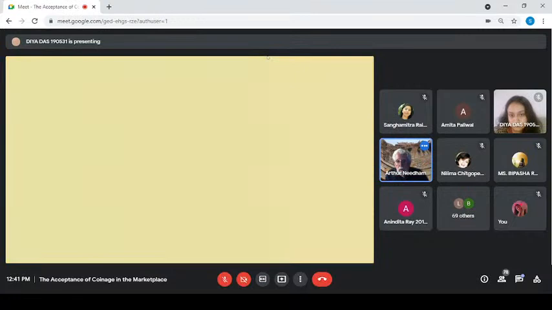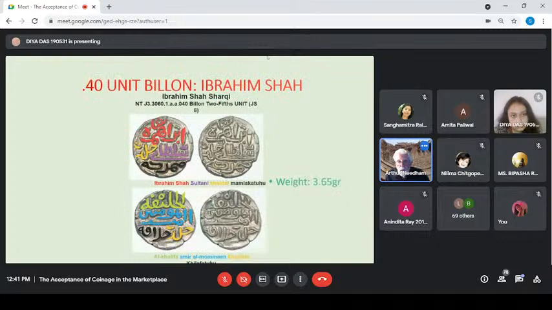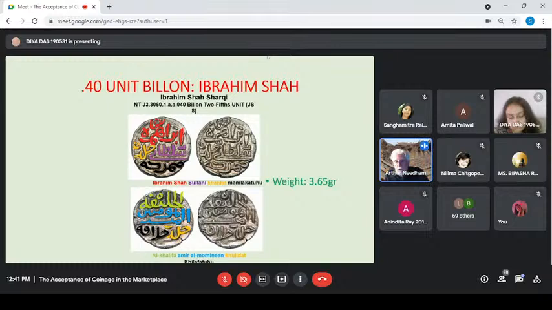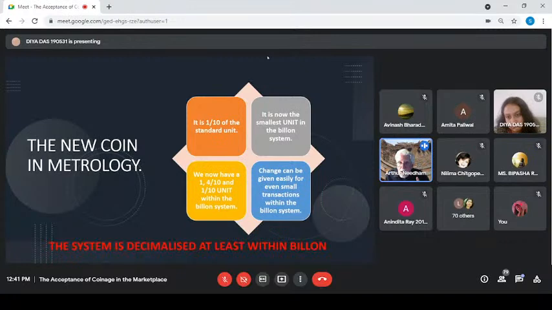So, wow, look at what we've got. This is our work coming up. This is a one unit. Billon, 9.3 grams. Next slide. And here is a 4/10 of a unit or 2/5 of a unit. Note the weight, 3.65 grams. Obverse and reverse. And the next one, the new coin in metrology, it is 1/10 of a standard unit. Its weight is 1/10 of the standard unit. It is now the smallest unit in the billon system. We now have a 1, a 4/10 and a 1/10 unit within the billon system. Change can be easily given for even small transactions within the billon system.